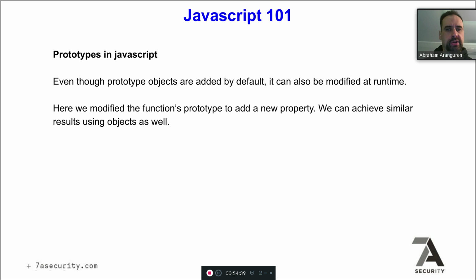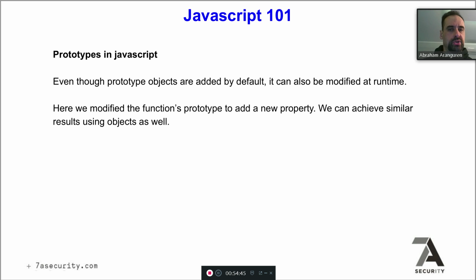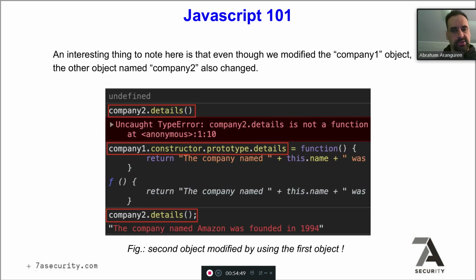Even though prototype objects are added by default, they can also be modified at runtime. So here we modify the function prototype to add a new property. So we can get similar results, right? If you do company.tool.details, if you try this in your browser, again with F12, you can try all these examples by yourself and you will see this.